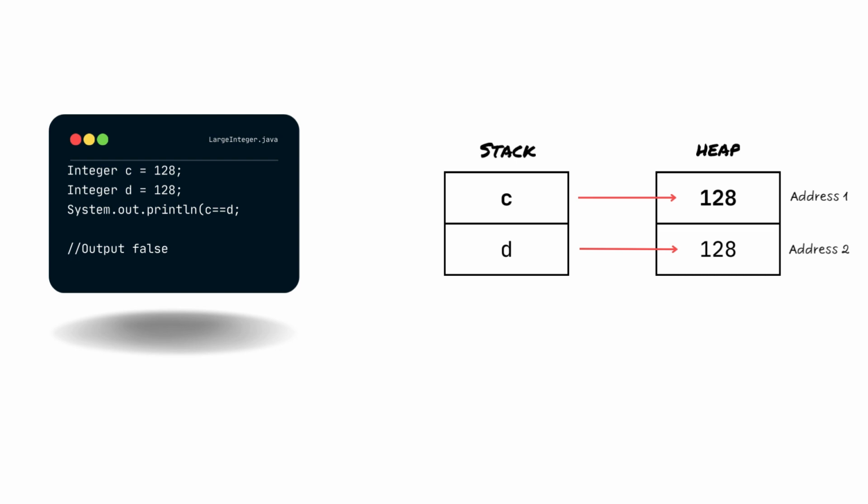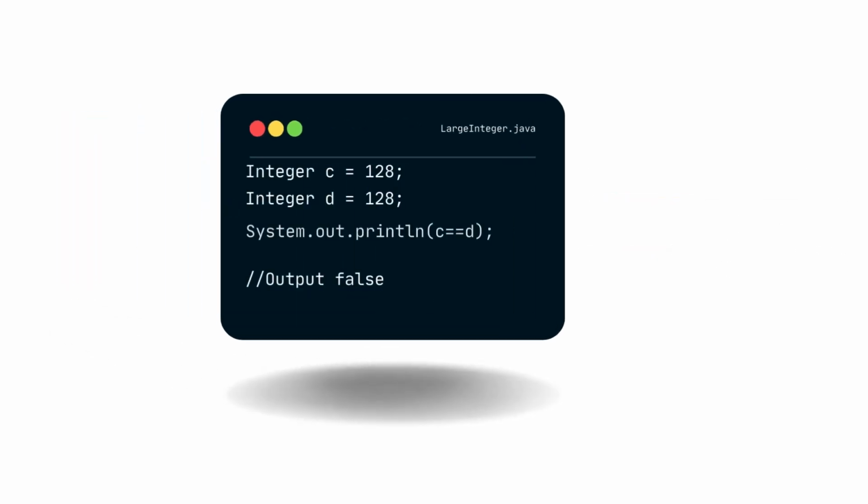Obviously, the references of C and D are not equal, since comparing two integer objects with double equals checks if the references are equal. So why does the first example return true? Shouldn't it return false as well? The answer lies in integer caching.